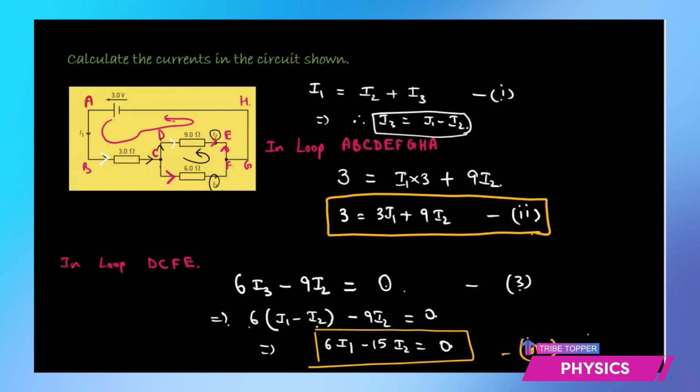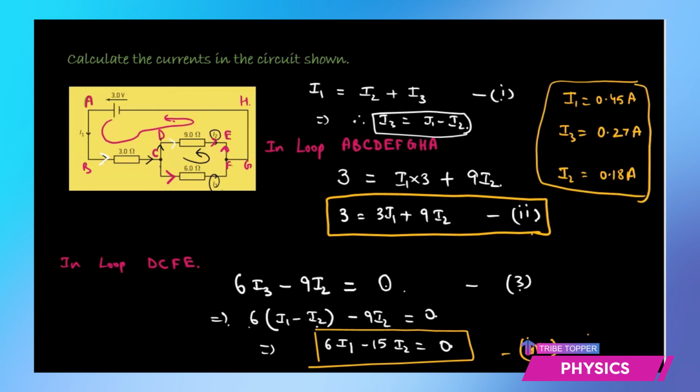When you solve these simultaneous equations, you will get the values of I1 and I2. So we get I1 to be 0.45 amperes and I3 to be 0.27 amperes, and so I2 is 0.18 amperes. All we had to do was apply Kirchhoff's laws. We get 3 equations and we have 3 variables, so we are able to solve for I1, I2 and I3.